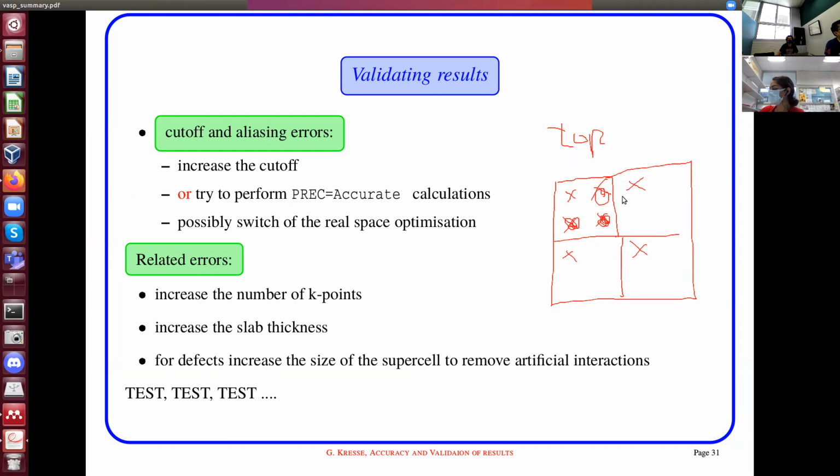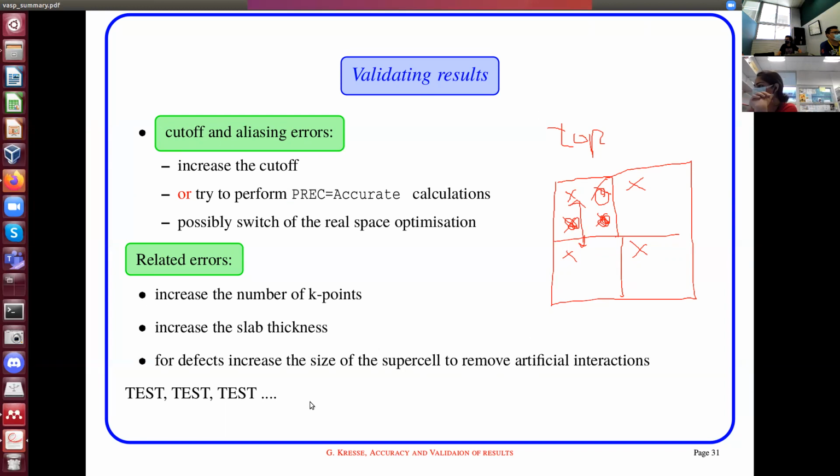So now you don't have any more artificial repulsion between the 2 CO that cannot be there, but you have the repulsion that is expected in a normal atomic system, experimental systems, okay? So just remember the key points: increase the number of k-points, increase the slab thickness, that means you make your slab higher, you increase the Z direction, and increase the size of the supercells, in the X and Y direction.